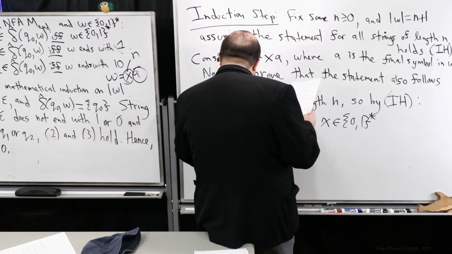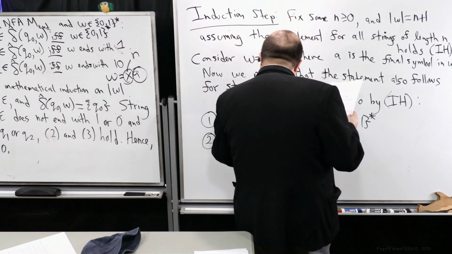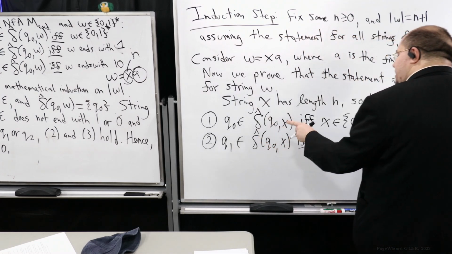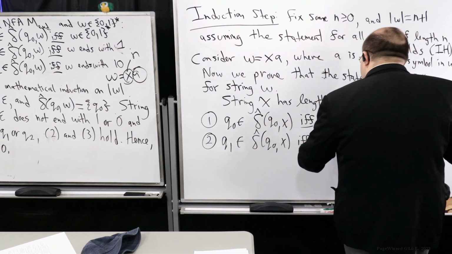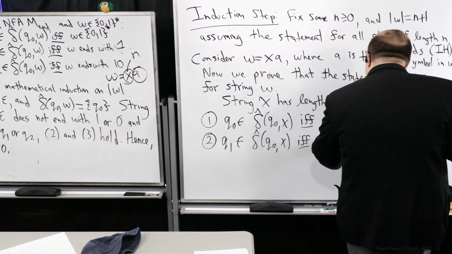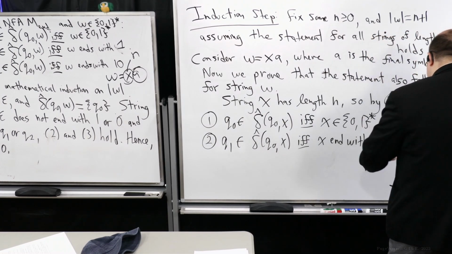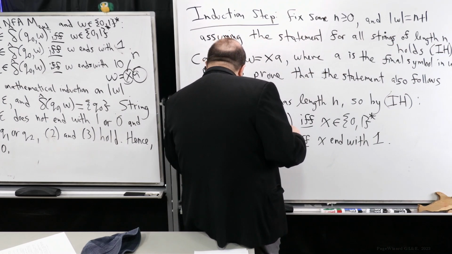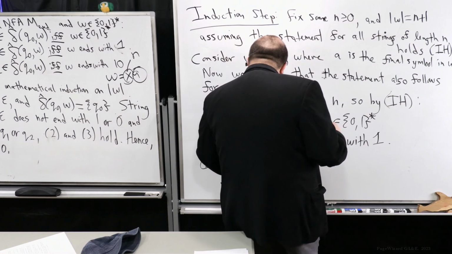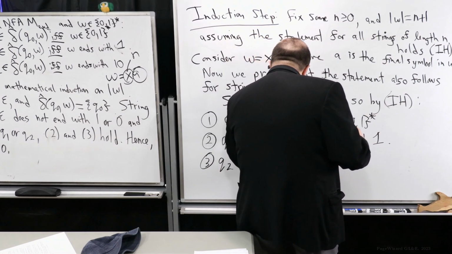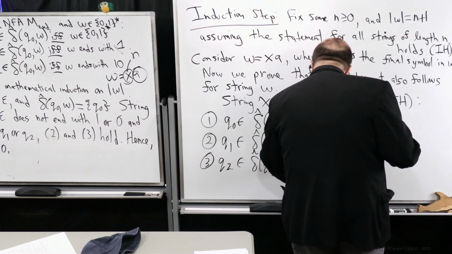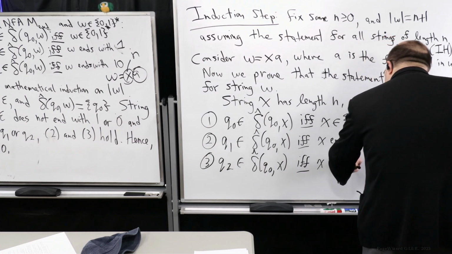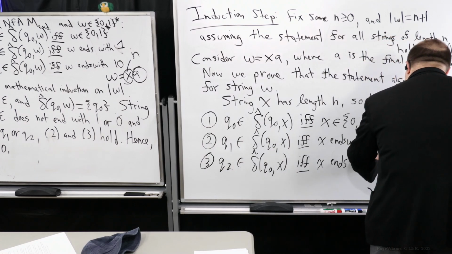Second, Q1 is in delta hat Q0 x. So upon processing x, Q1 is one of the states if and only if x ends with a 1. And lastly, state Q2 is among the set of states upon reading x if and only if x ends with 1, 0.